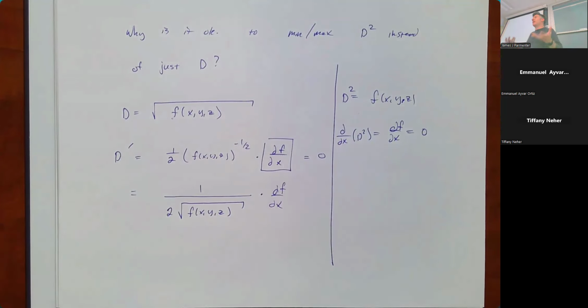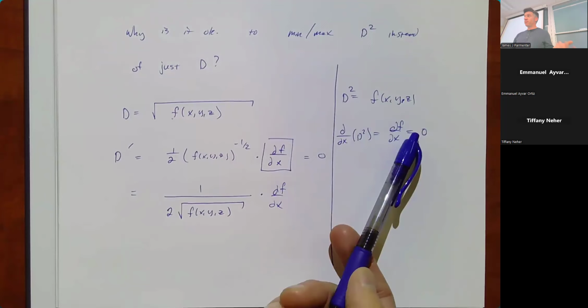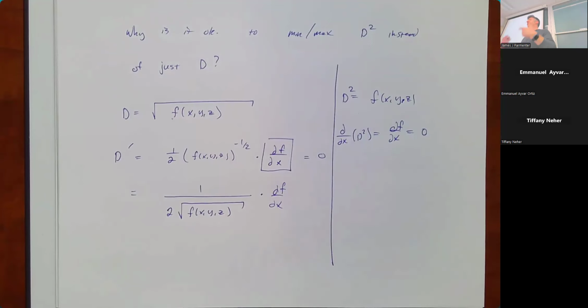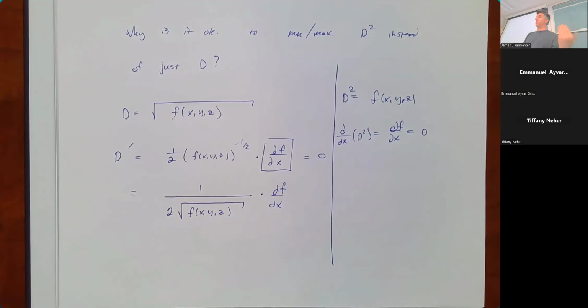You end up getting the same critical points, whether you're setting the square root of something equal to 0 or just the inside something. It's kind of great. I should say taking the derivative of the square root of something equal to 0 or just the derivative of the thing. It works either way. It's kind of lovely. So it's totally okay to minimize the distance squared instead. It'll always work out fine.